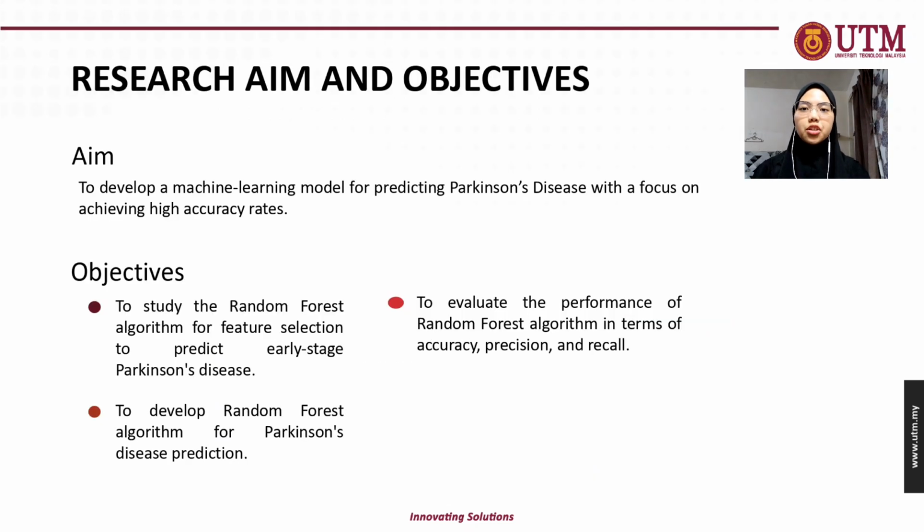Moving on to research aim and objectives. The aim of this research is to develop a machine learning model for predicting Parkinson's disease with a focus on achieving high accuracy rates. And the objectives are to study the random forest algorithm for feature selection to predict early stage of Parkinson's disease. The second one is to develop a random forest algorithm for Parkinson's disease prediction. And the third one is to evaluate the performance of the random forest algorithm in terms of accuracy, precision, and recall.